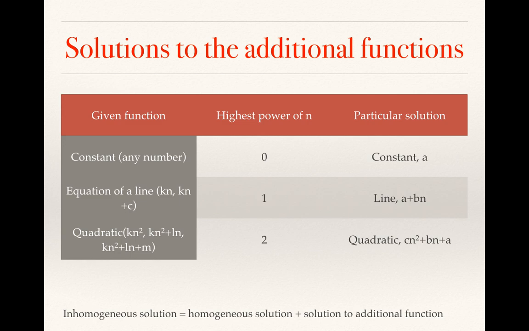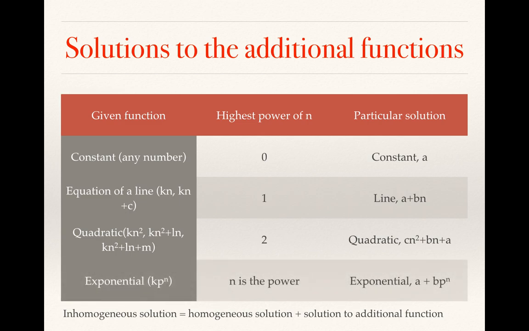And n here is the variable. Or if your function at the end is in the form of an exponential, so a constant times p, and then the variable is up to the power, your solution will also be an exponential function. And we just generalize it there by having a constant a plus another constant b times a constant p, all to the power of n.